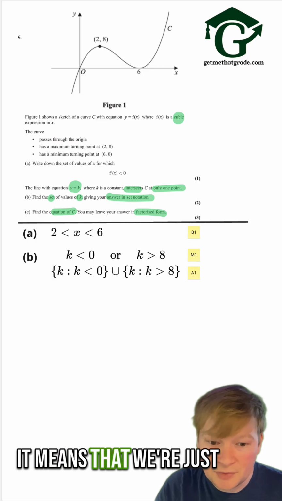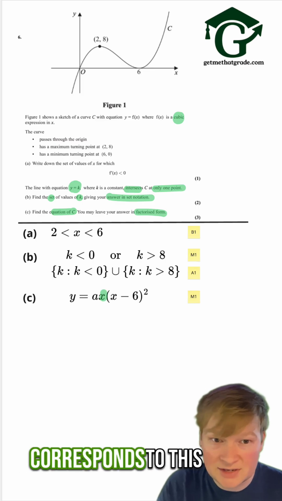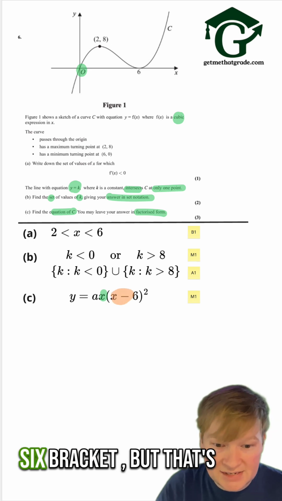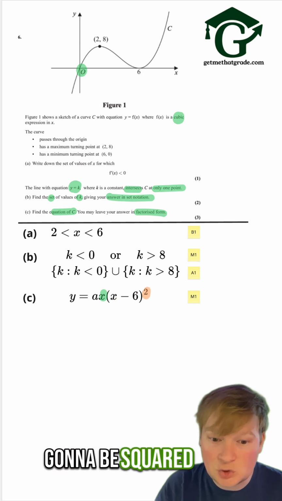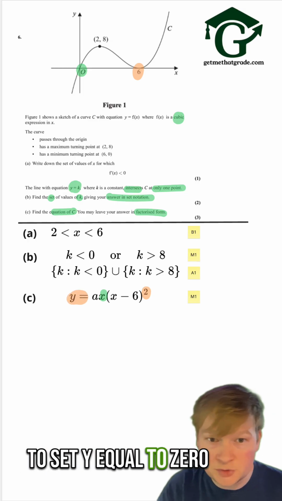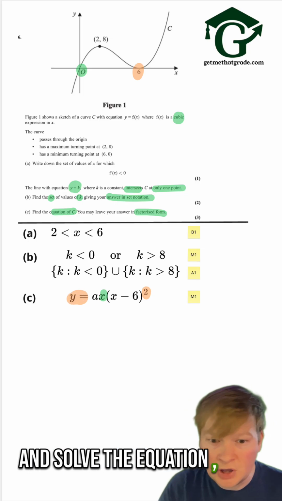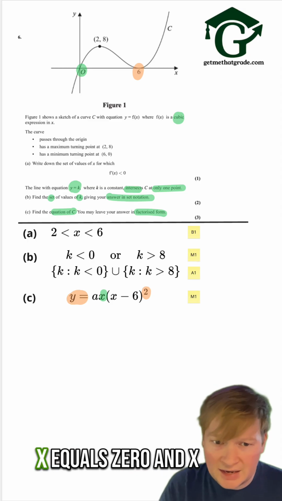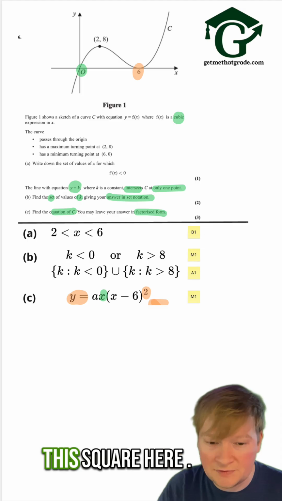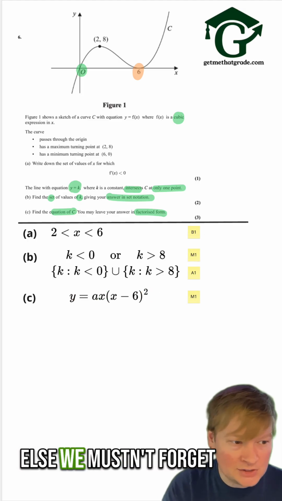It means that we're just going to have x here, that corresponds to this point, but we're also going to have an x minus 6 bracket, but that's going to be squared because this is a double root, it's a tangent. Notice that if you were to set y equal to 0 and solve the equation, we'd end up with two solutions. X equals 0 and x equals 6 would really happen twice because of this square here.